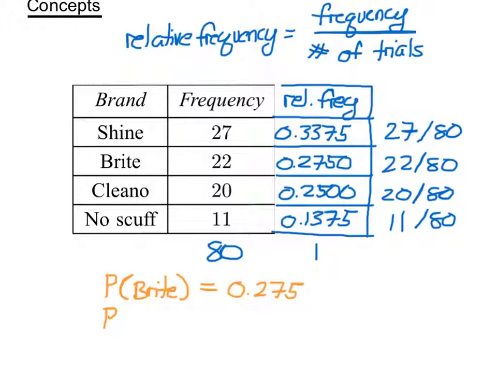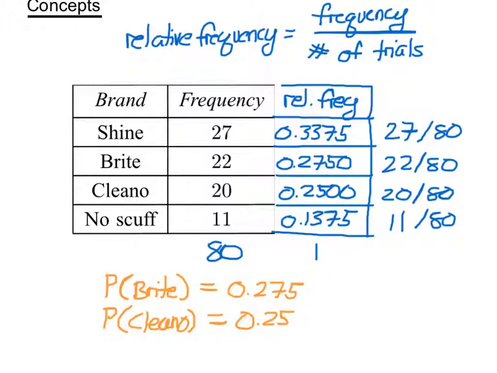And the probability that someone prefers Cleano, again, I can read right from the chart, is simply 0.25. Now, would we classify that this estimate is very good, or poor? I would say that it's poor because our sample size, 80, is relatively small. When we're talking about the market potential for all of these companies, it's going to be way more than 80.